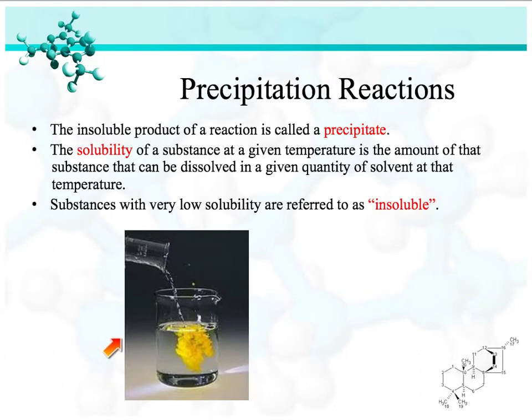Here we see the insoluble product of a reaction, and we call that a precipitate. So this yellow solid that is forming in the picture here is technically a precipitate. The solubility of a substance at a given temperature is the amount of that substance that can be dissolved in a given quantity of solvent at that temperature. So there's a big word for your solubility. Substances with very low solubility are referred to as insoluble.